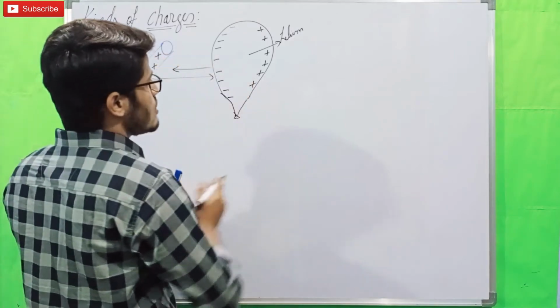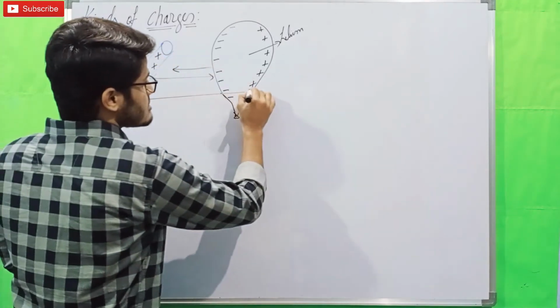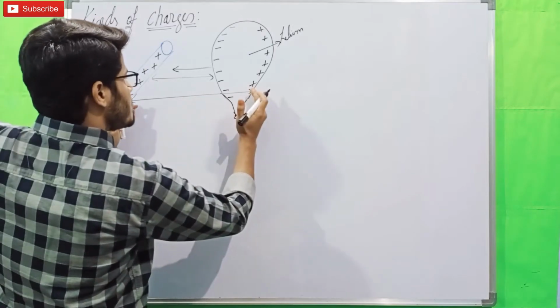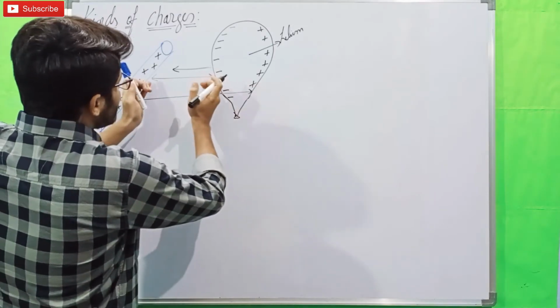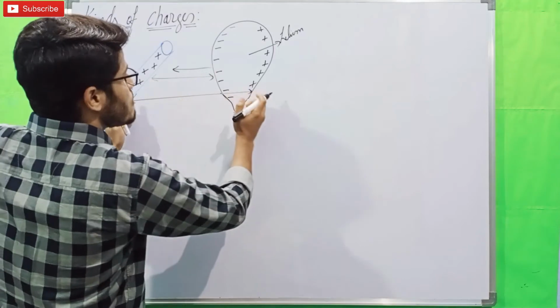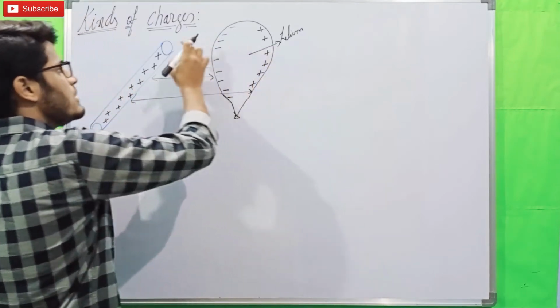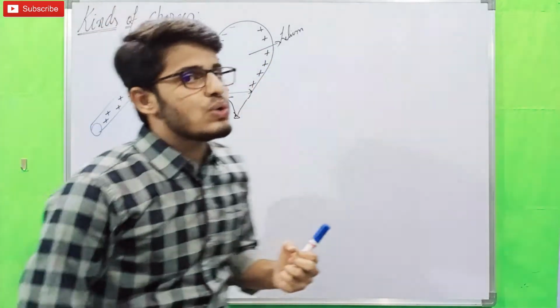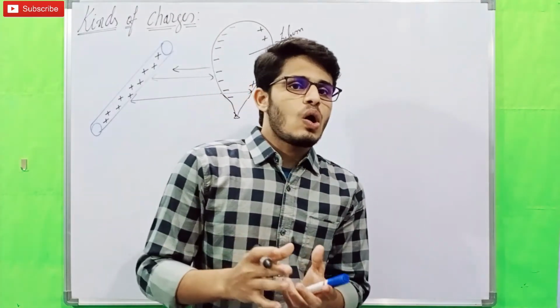At the same time, the two same polarities are having longer distance between them, so that's why the attractive force will be more as compared to the repulsive force. That's why the balloon will come near to the rod. So this is how you can prove you can cause charges.